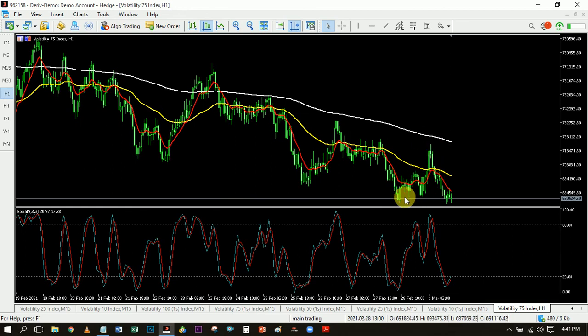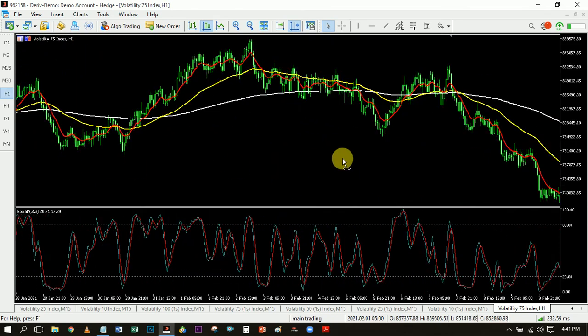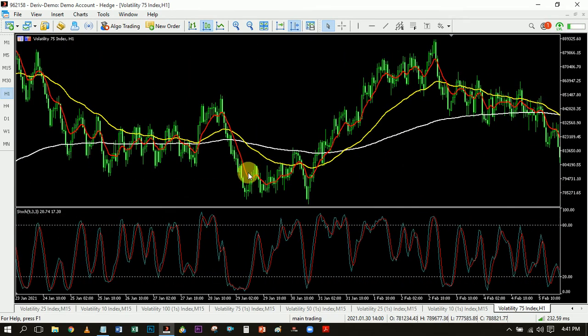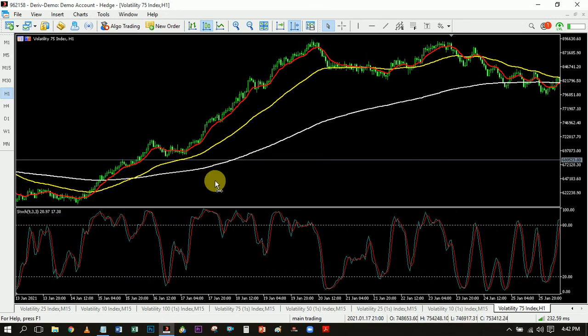So if you enter, you can make this your profit target, or you can make your profit target when the stochastic comes to the 20 mark or the oversold mark. Yeah, so let's look at the buy scenario so that we can understand it much better.